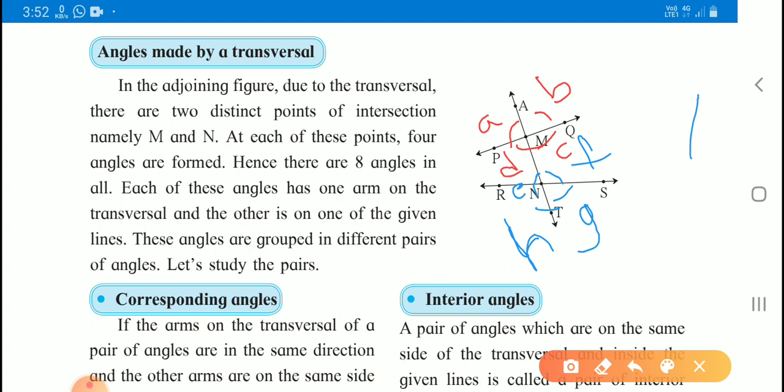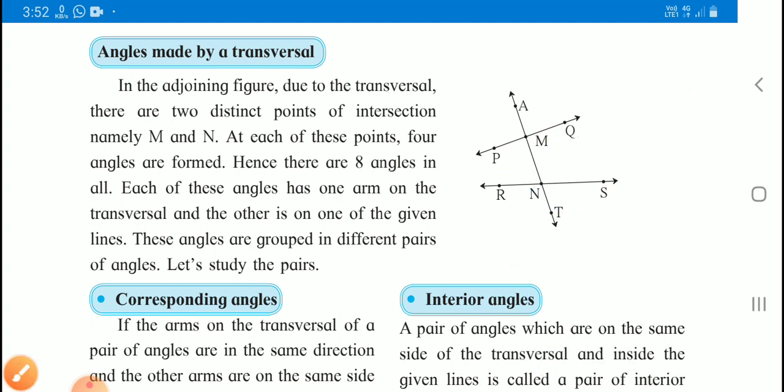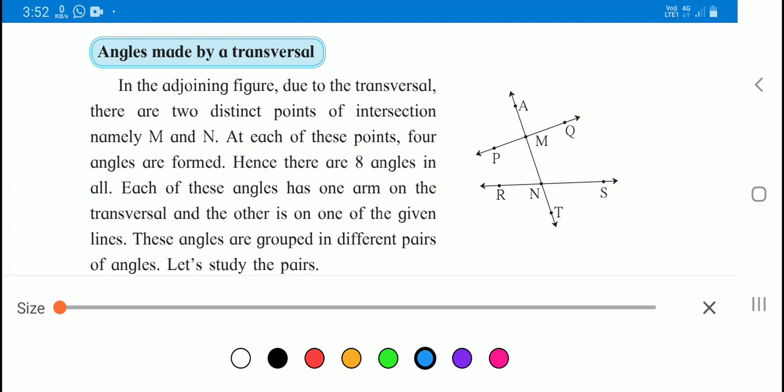Now we have to see the pair of corresponding angles. Then we will see the pair of corresponding angles here. Look at the angles. The angle A. Here we have given B, C, D. Then the angle E, F, G. This side's angle B.